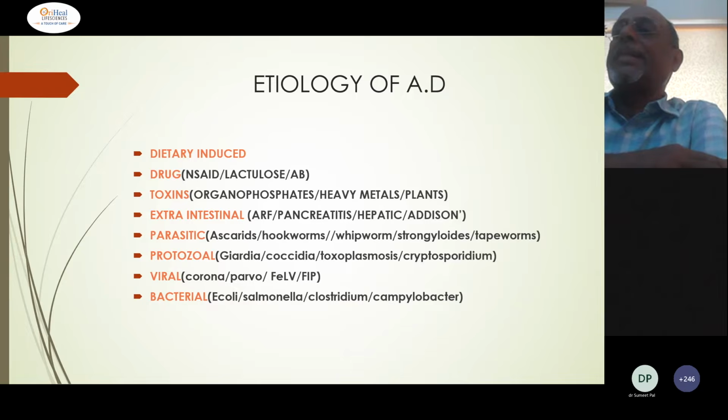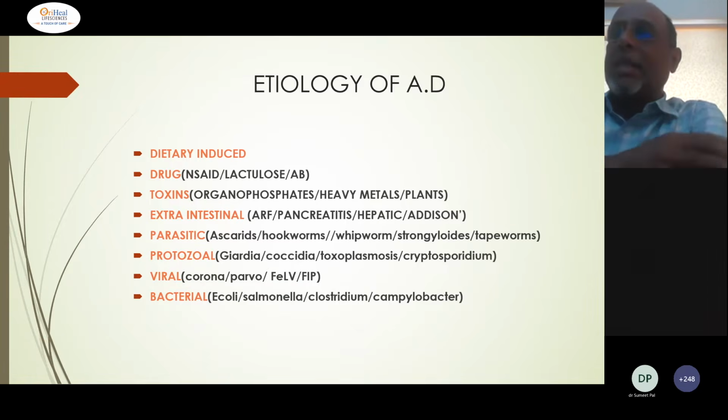Protozoa: giardia, coccidia, toxoplasmosis in cats, cryptosporidium, and of course viral. We know about corona in cats, parvo in dogs, feline leukemia virus, feline infectious peritonitis, feline parvo. They're all very common viral etiologies for causing acute diarrheas.